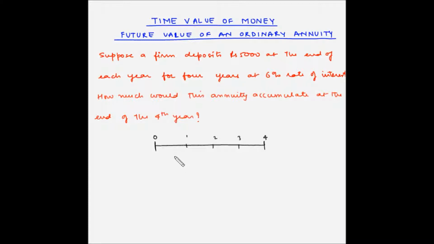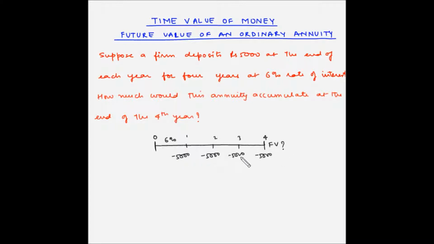At the end of the first year, the outgoing amount is 5,000 rupees. At the end of the second year, again 5,000 rupees. At the end of the third year, again 5,000 rupees. And at the end of the fourth year, again 5,000 rupees. Now the rate of interest is 6% per annum. We have to find out the total amount which will be received at the end of 4 years, so what is the future value at the end of the 4th year?